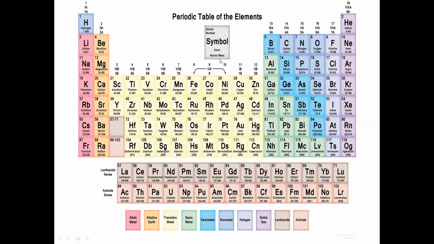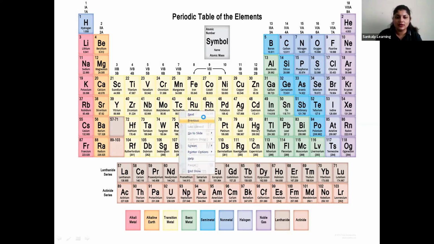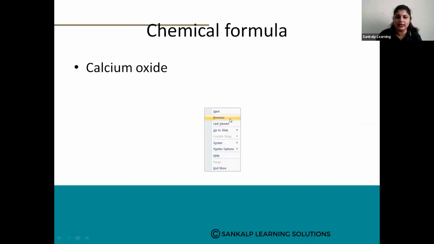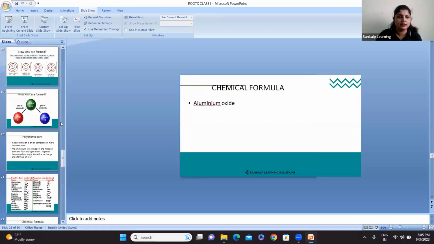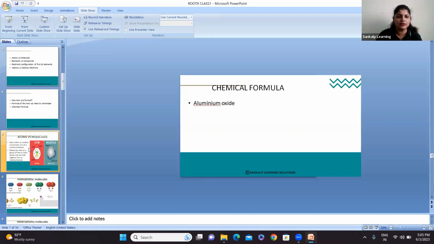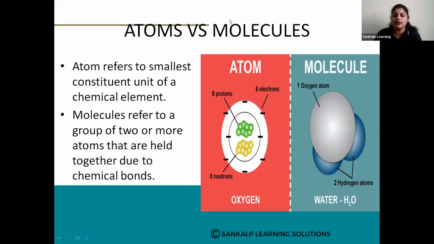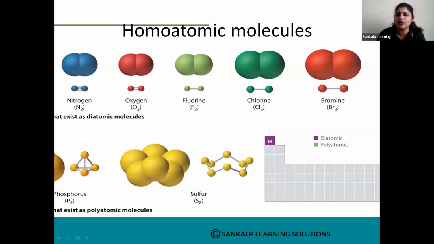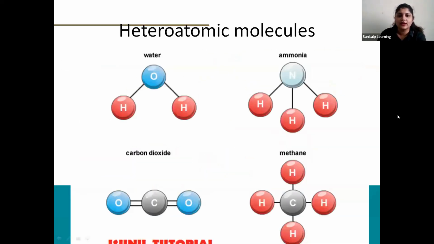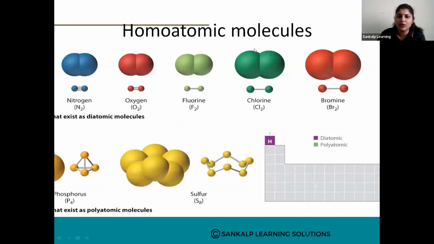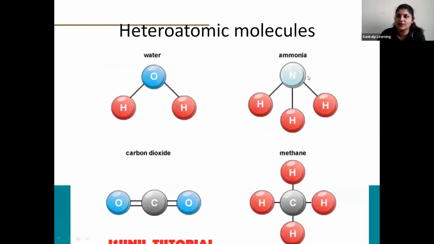Okay. So last class we had discussed some of the terms, right? We had discussed atoms, molecules, elements. So atoms, then molecules. What are homoatomic molecules? What do you mean by heteroatomic molecules? Homoatomic molecules means they are made up of the same atoms. Same atoms make up a molecule. Hetero means what? Different atoms. Different atoms make a molecule.